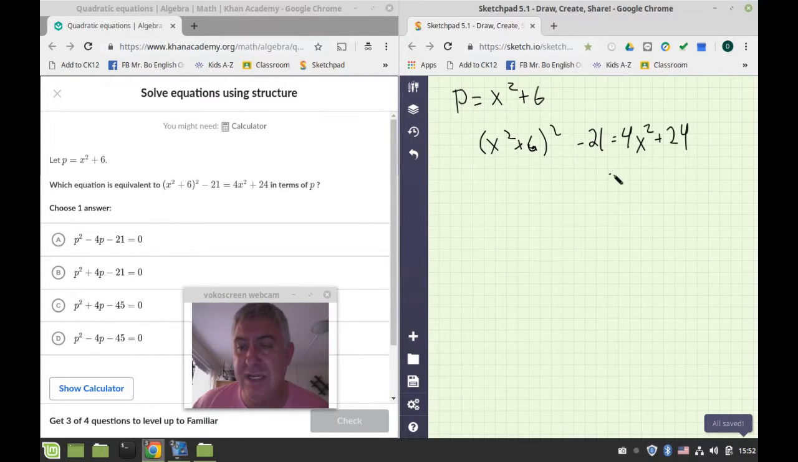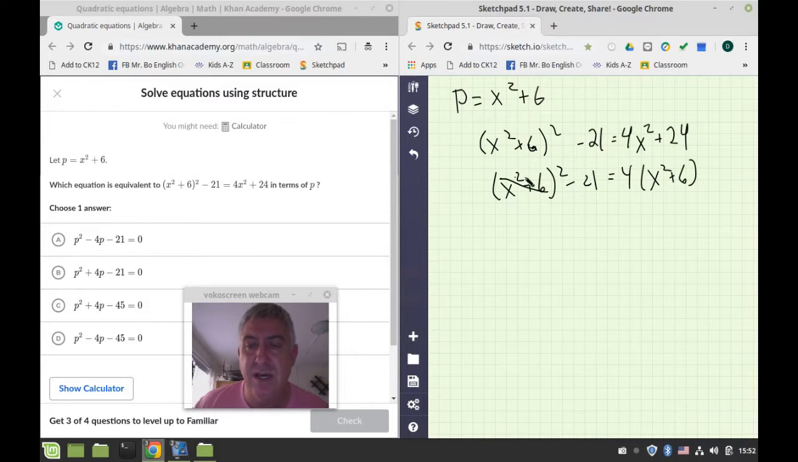and I'm going to identify that I can pull out a 4 from here, so it's 4 times (x squared plus 6). So now we have (x squared plus 6) squared minus 21. And now every time I see x squared plus 6, I'm going to get rid of it and write a p instead. And it doesn't have to be a p, it can be any variable other than x. There are some that we don't want to use because we use them for other stuff all the time.